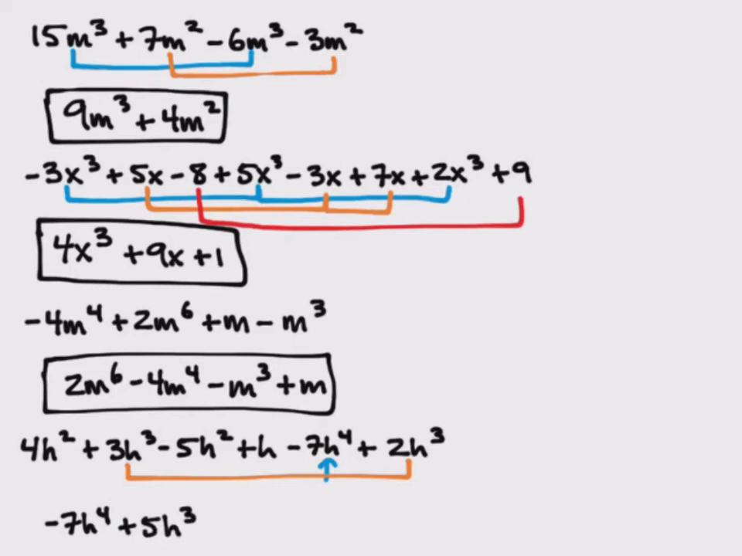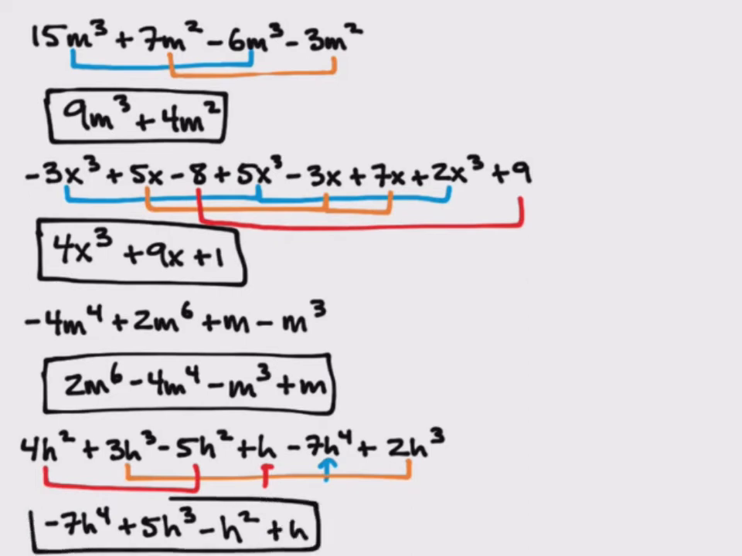Now let's look for degree 2 terms. We've got a 4h squared minus 5h squared, and that's going to add up to negative 1h squared. And then last but not least, it appears that we have just one single h by itself, and we'll tack that on the end. And here is the simplified version of that original polynomial.